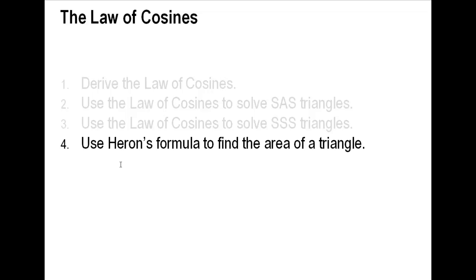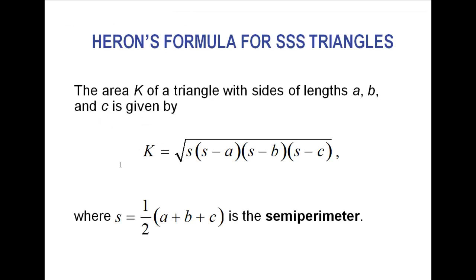Okay, last part of this is using Heron's formula to find the area of a triangle. Just like before when we were dealing with the law of sines and we had a special angle formula for a special type of triangle, we have Heron's or Aaron's, depending on how you want to pronounce it, formula for side-side-side triangles. We can find the area of the triangle with the three sides A, B, and C using this simple formula.